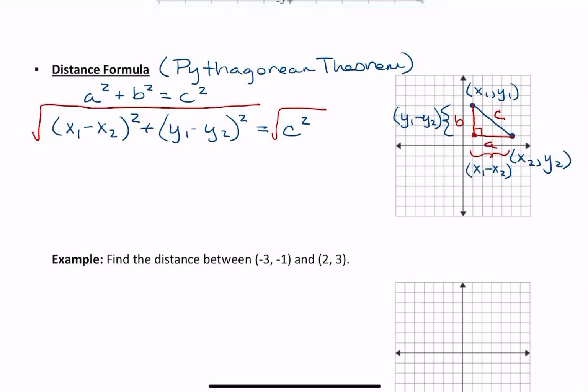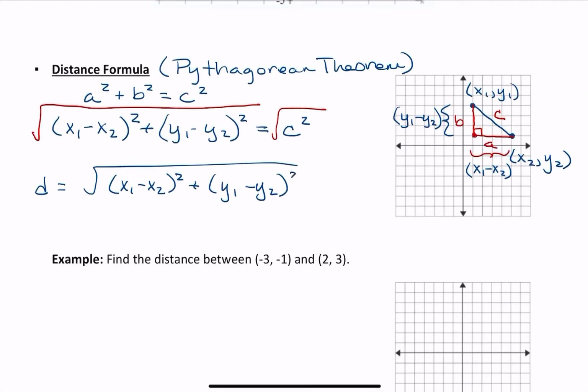And that formula right there is the distance formula. It's the square root of (x1 minus x2) squared plus (y1 minus y2) squared. That's how you find the distance between 2 points. Now, it doesn't matter which one you put first, x1 or x2, because those are just labels.